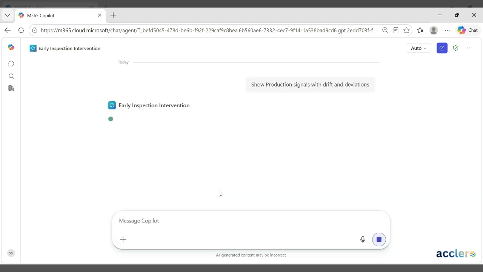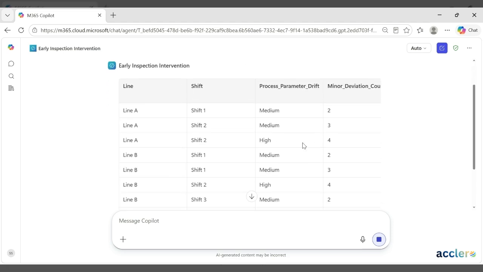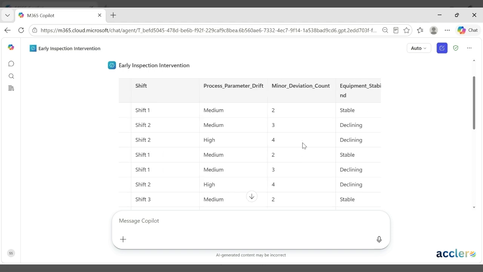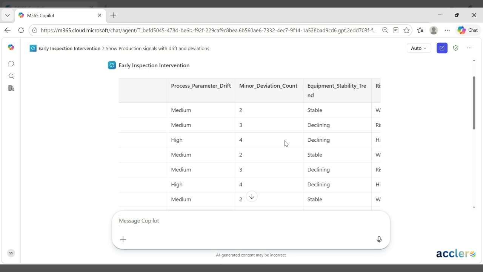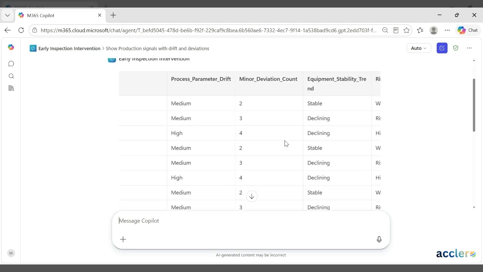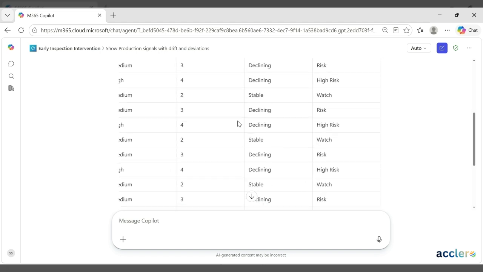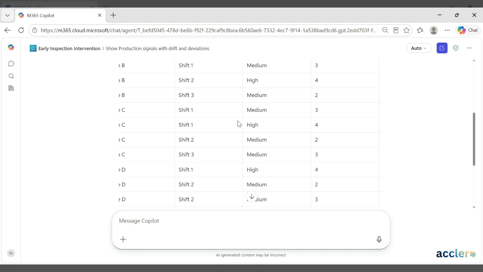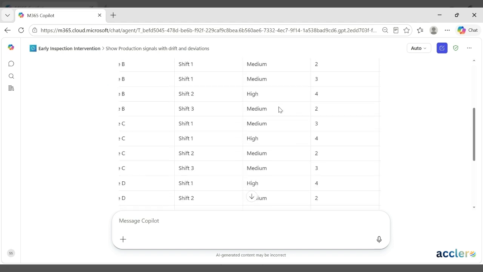Here I ask the agent to show the production signals with the drift and the deviations. So here the agent highlights the production lines where the parameter drift and the minor deviation count are increasing. So even though some are still below the rejection threshold, the risk is building. So this will allow the early intervention before the inspection failure.